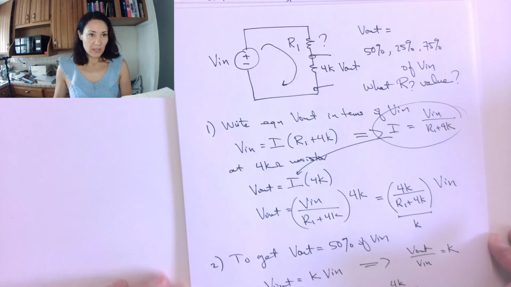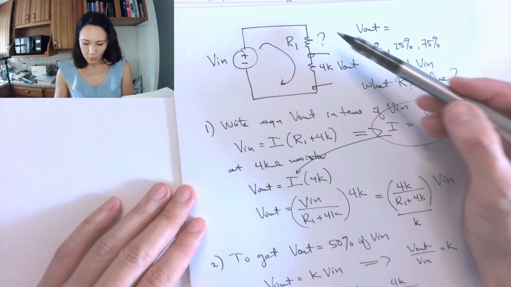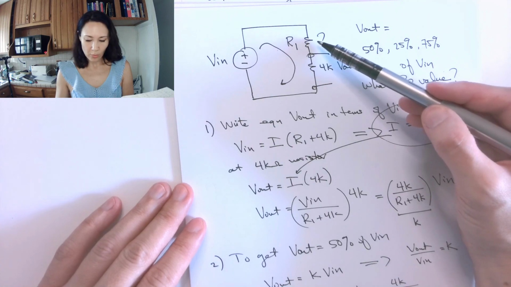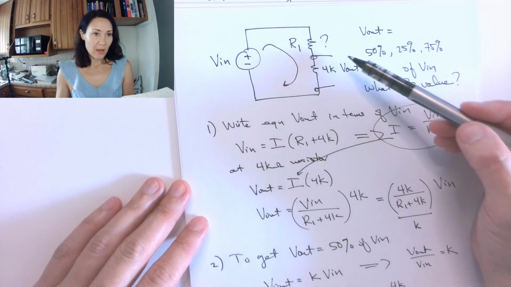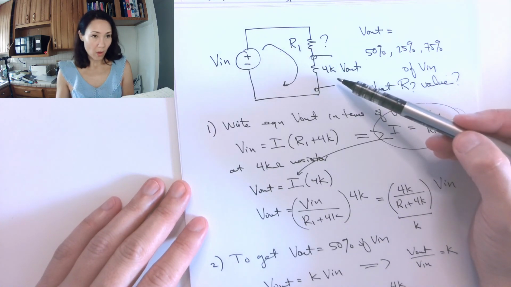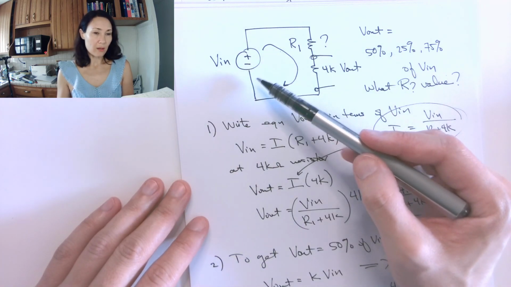Okay, so what we did here is we're the engineers, so we get to pick the appropriate resistor here that will give us the V out that we want in terms of the source voltage.